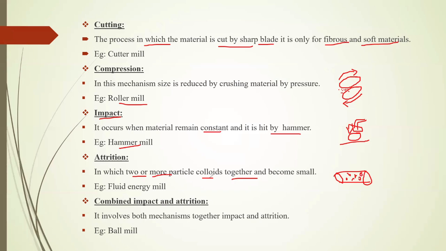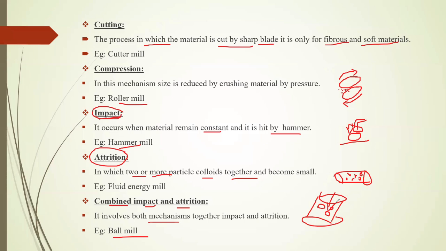So this process is known as attrition. And the last one is the combined, means the impact and attrition, both mechanisms will be combined in this process. It involves both mechanisms together. For example, बॉल मिल फॉर एग्जांपल एक सिलेंडर होगा. उस सिलेंडर में हम लोग क्या करेंगे, थोड़ा आयरन बॉल्स रखेंगे, और उसमें हम लोग अपना पाउडर या अपना ड्रग्स डालेंगे. फिर हम मशीन को जब ऑन करते हैं तो क्या होगा, वो स्पिन करेगा वो पहले सिलेंडर.